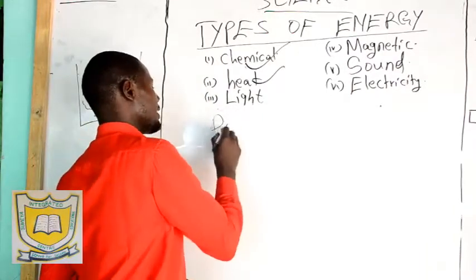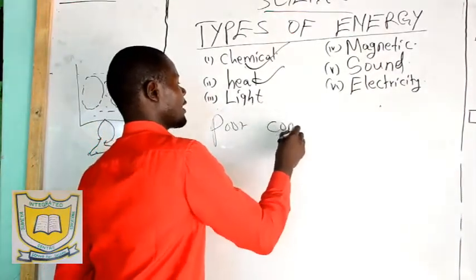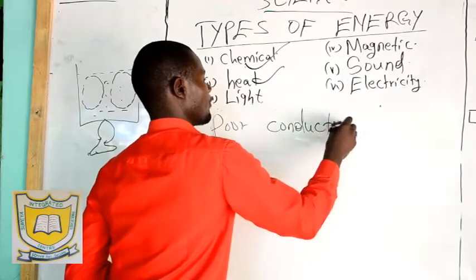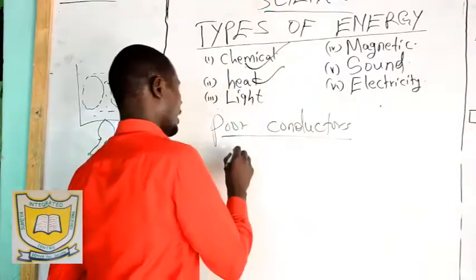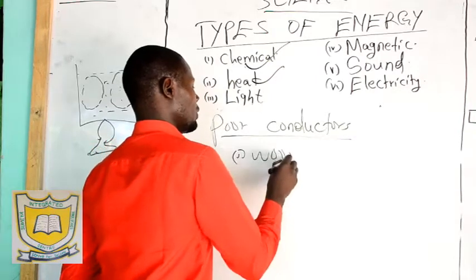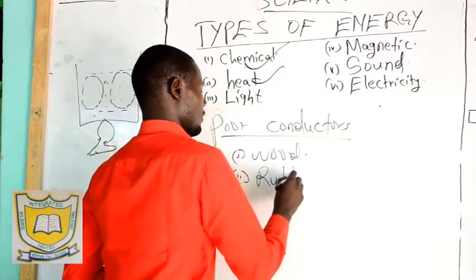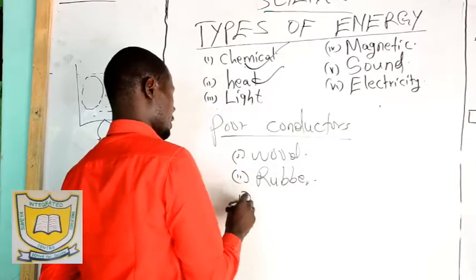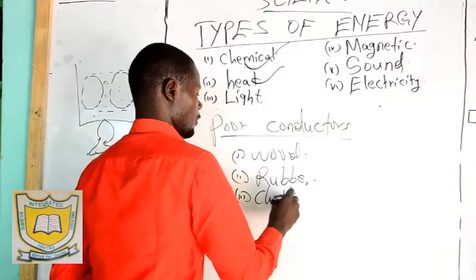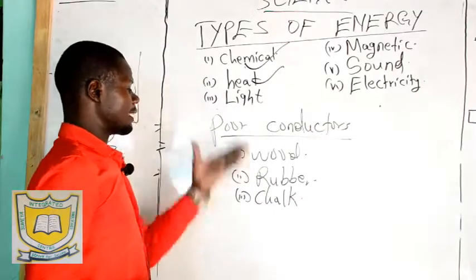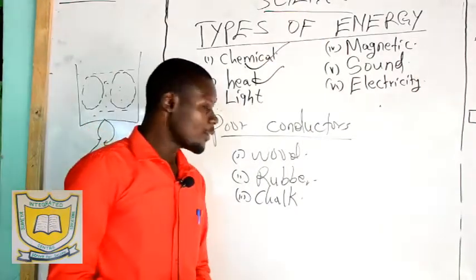What are some examples of poor conductors of heat? Poor conductors of heat, we have number 1, wood. We have number 2, rubber. Materials like chalk. Such materials are poor conductors. Now, they do not conduct.